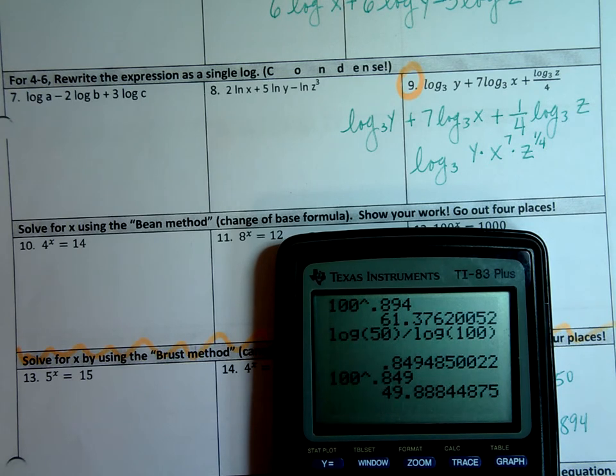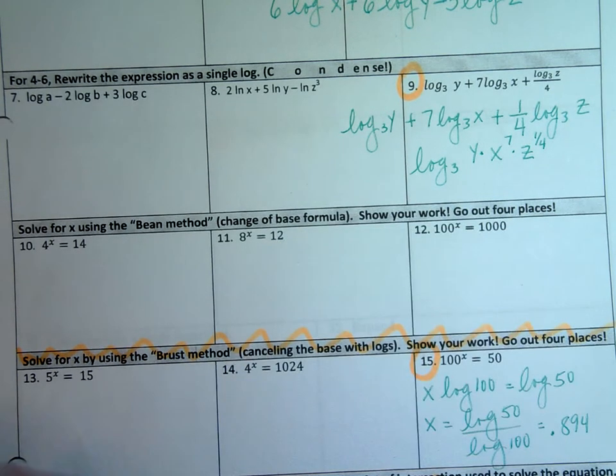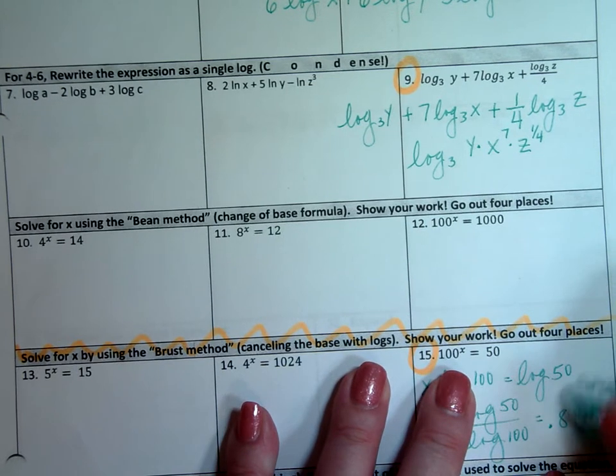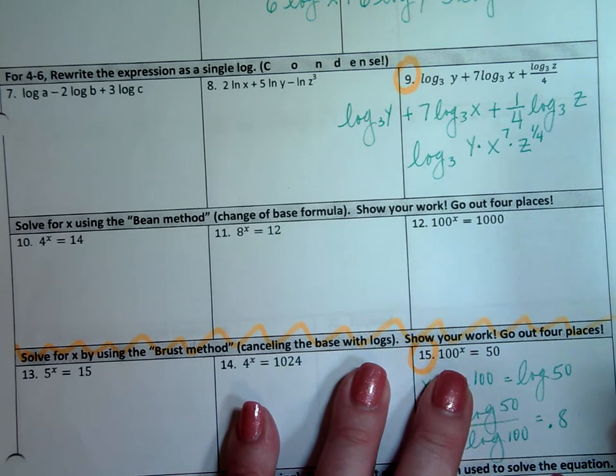How come it's not 50 exactly? The answer is because we rounded 0.849. Because that's what it is. All right, let me fix my paper. My dyslexic switch there. 0.849.